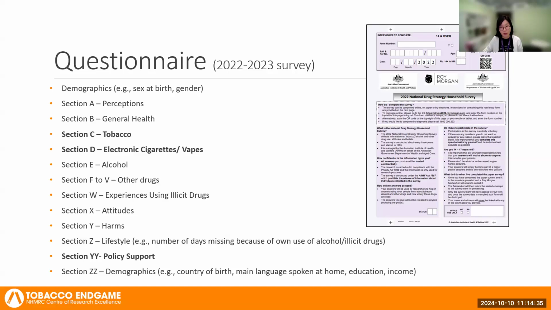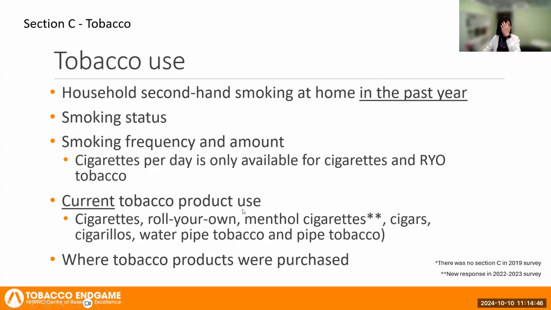You can find questions on tobacco, e-cigarettes, and policy support in sections C, D, and WY. Starting with section C, it's all about tobacco. It addresses tobacco use. The first question is about household secondhand smoking at home in the past year. And they ask participants about smoking status, frequency and amount, and current tobacco product use. I'd like to highlight that in the latest survey, they added one response for current tobacco product use, which is menthol cigarettes. That is the new response in the latest survey.